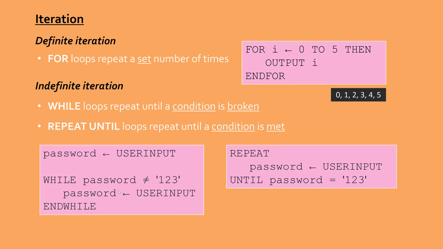Here is a repeat until loop, and you can see two differences. The first difference is what I said in this definition, that it repeats until a condition is met. So here the condition, password equals 123, is opposite to the while loop. But the second key difference is the condition comes after the loop. So a repeat until loop always runs at least once. And so you don't need to have that outer input line like you do with a while loop.